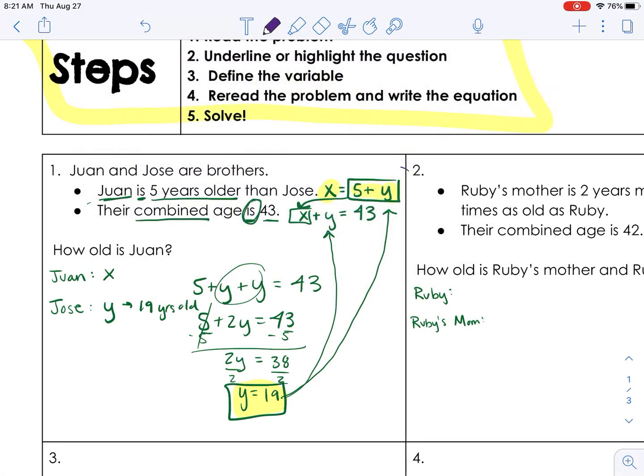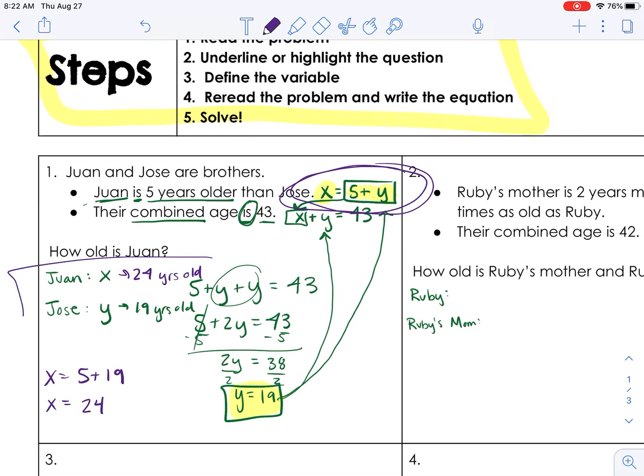So I'm going to write this equation down in the corner. It's going to say X equals 5 plus Y. And now I know that Y equals 19, so I'm going to erase that Y and put 19 in there. Okay, and so now we're going to add it together. X equals 5 plus 19, so X is going to be 24. So Juan is 24 years old. All right, so there's one.